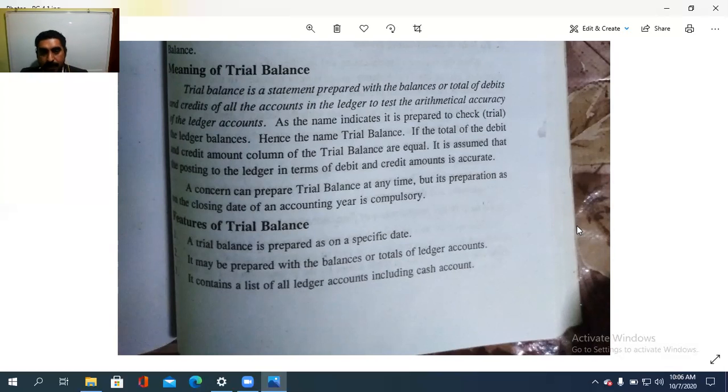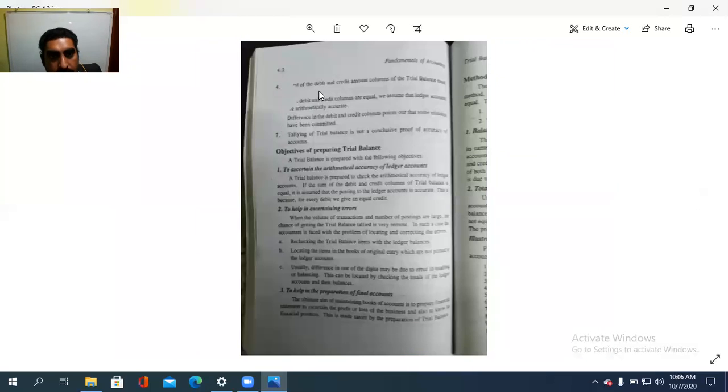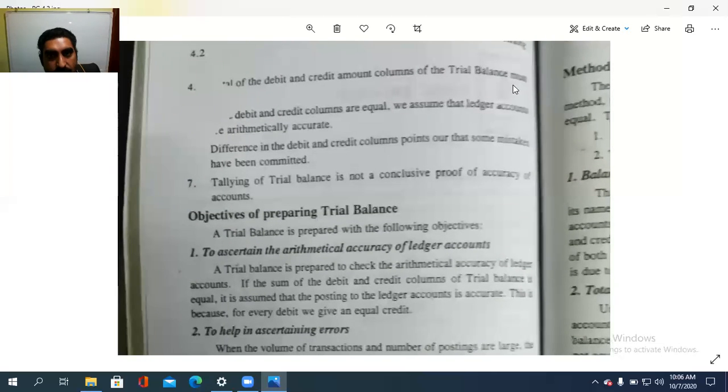It may be prepared with the balances or totals of ledger accounts. It contains a list of all ledger accounts, including cash account. Then the total of debit and credit column of the trial balance should be equal. We assume that ledger accounts are prepared arithmetically in the correct way. So difference in the debit and credit column points out that some mistakes have been committed.